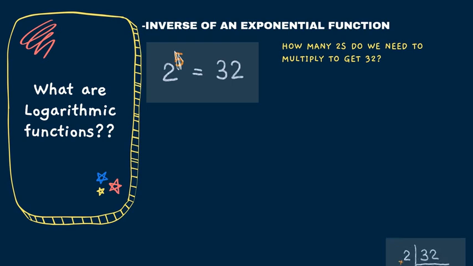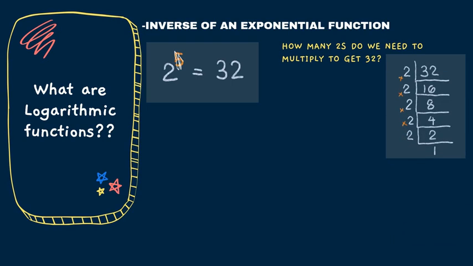We can find it out this way. And from this method, we now know that we need to multiply 2 five times to get the number 32. But what if the number we want to get is much higher than 32? What if it is hundreds of thousands or millions? That's where logarithmic functions come in.